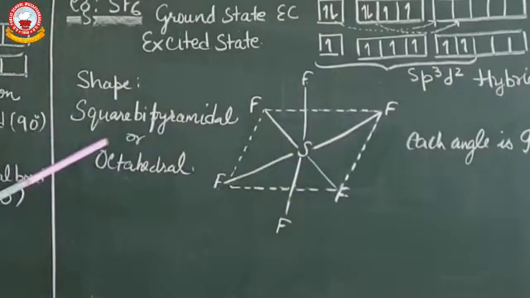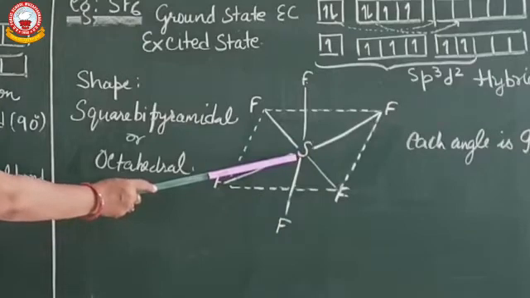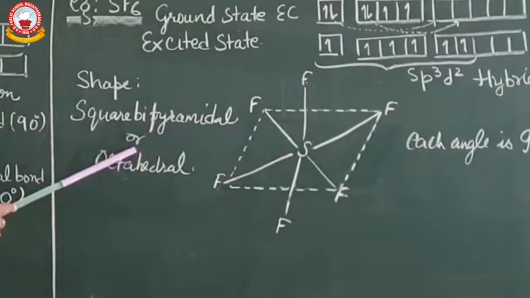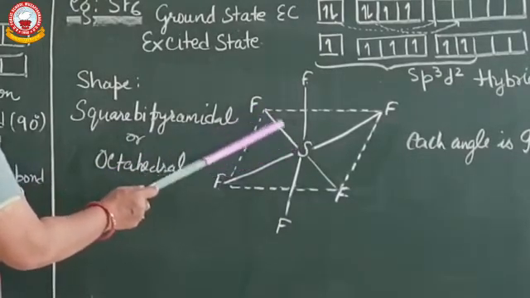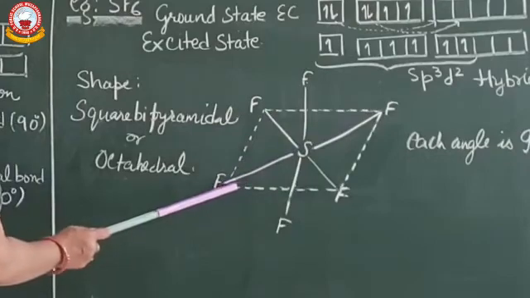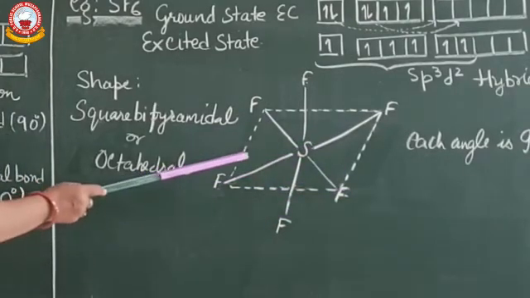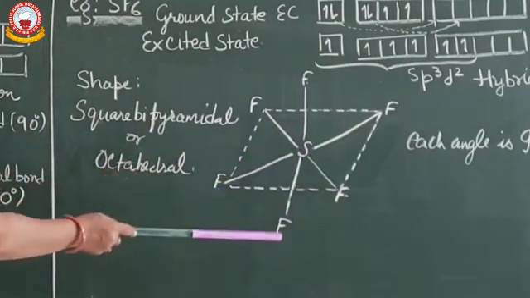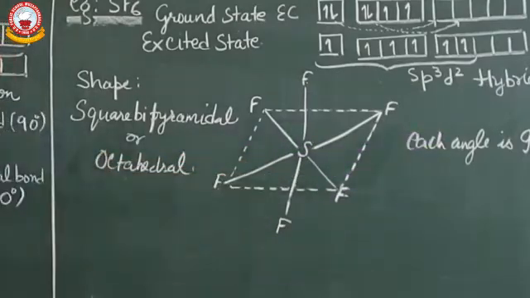Now, the central atom sulfur is sp3d2 hybrid having square bipyramidal or we can say octahedral shape. On the 4 corners of this square are 4 fluorine atoms situated at right angles and 2 fluorine atoms, one above the plane and one below the plane, are also at 90 degrees.